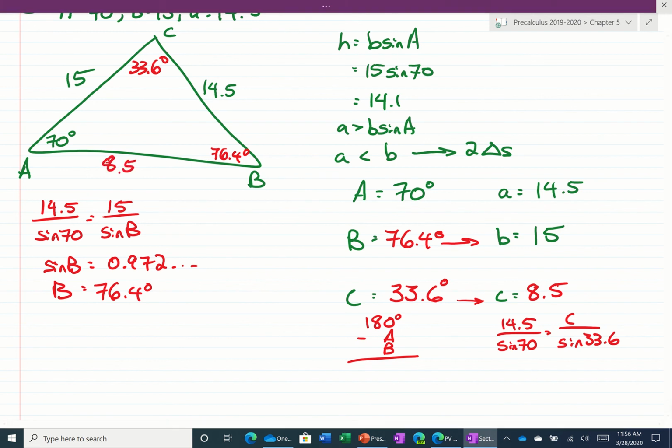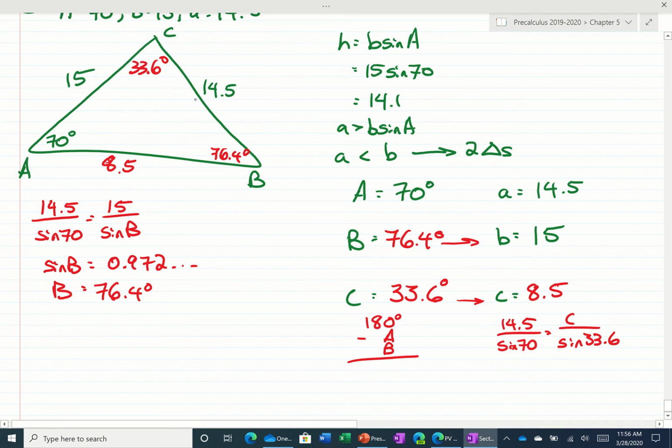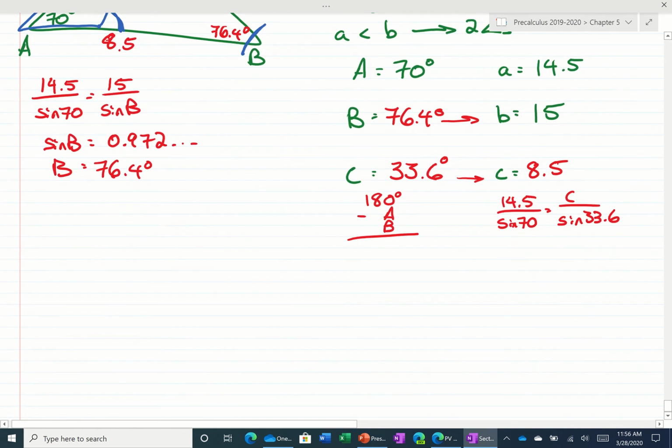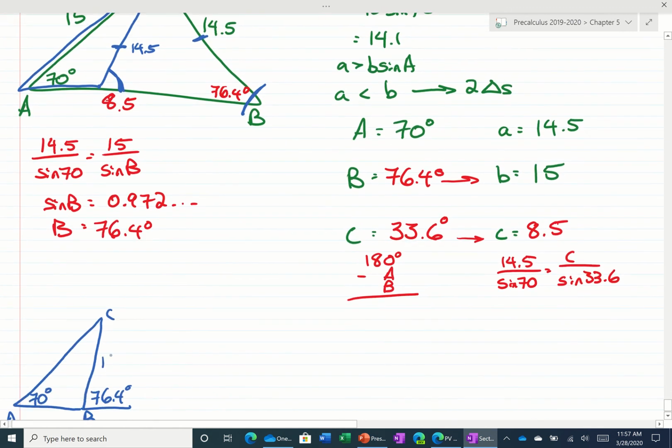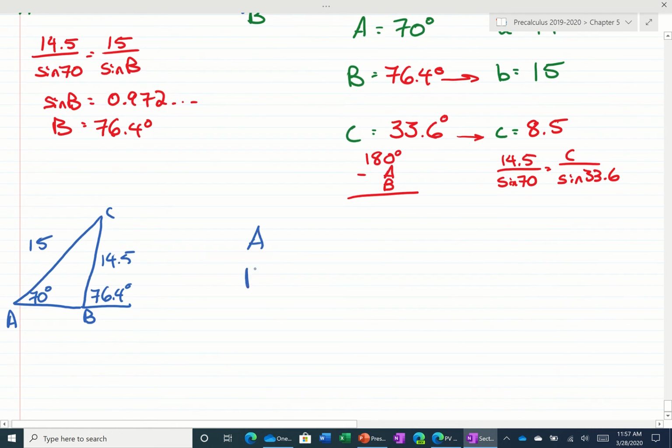So I told you the way that we always set this up is we just draw this side over here. And we put this angle on the outside of our second triangle. So this is going to be our second triangle. Angle A is 70 degrees. This outside angle is going to be 76.4 degrees. 14.5, 15, let's go ahead and find our second triangle.